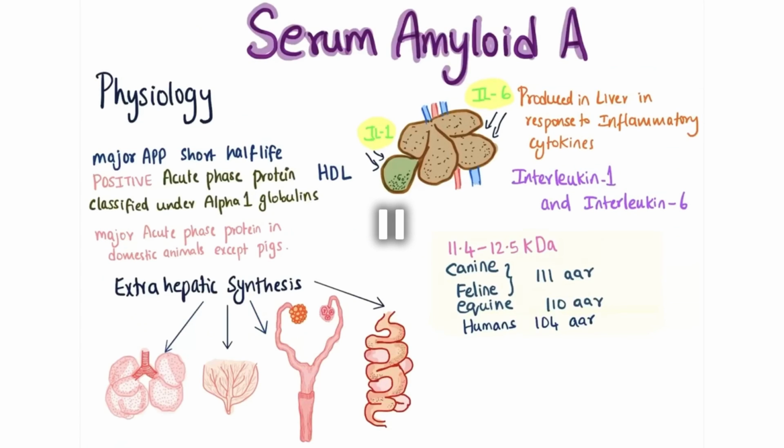Serum amyloid A is a major acute phase protein with a very short half-life, and it is a positive acute phase protein, which means it increases in response to inflammation. In circulation, it is associated with high density lipoproteins, and it is also classified under alpha-1 globulins. It's a major APP in most of the domestic species except pigs.